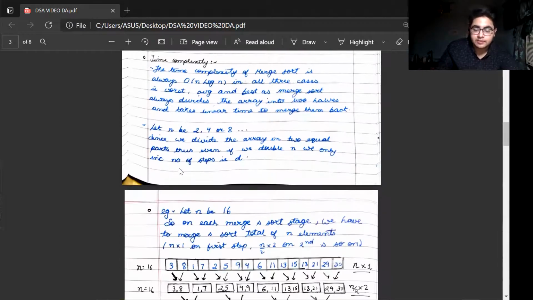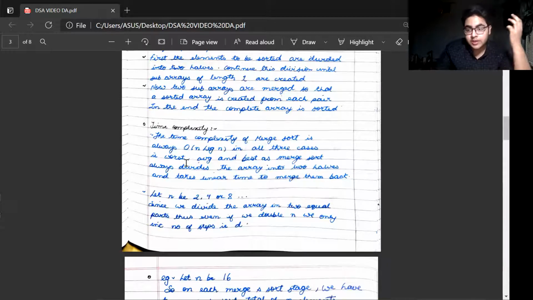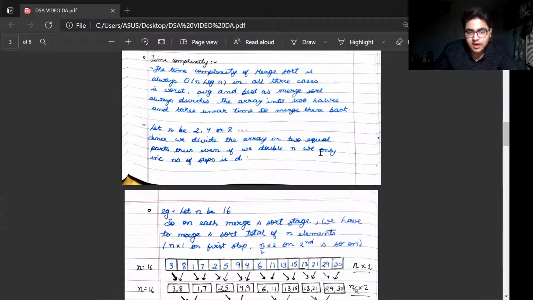Now, again, we take an example. Consider n to be 2, 4, or 8. Generally, we are taking even numbers here. We can also go for odd numbers; only the number of steps will increase in that case. Since we divide the array into two equal parts, even if we double n, we only increase the number of iteration steps. So even if we keep doubling the number of elements, only the steps of iteration increase. The rest of the process and the concept remain the same.